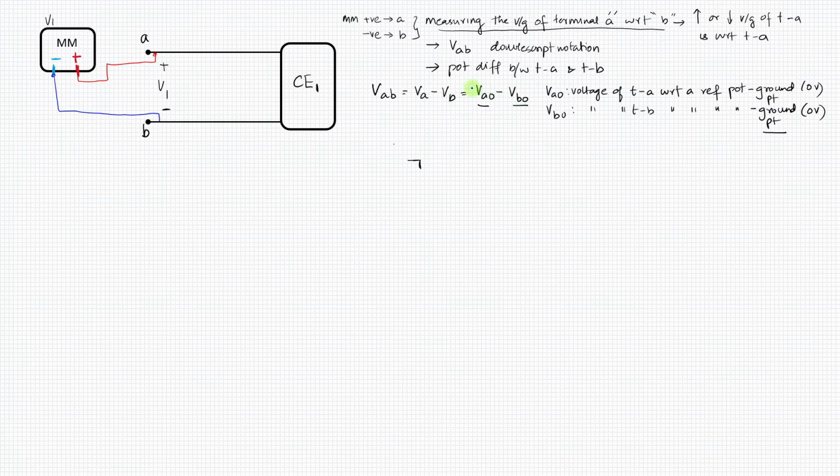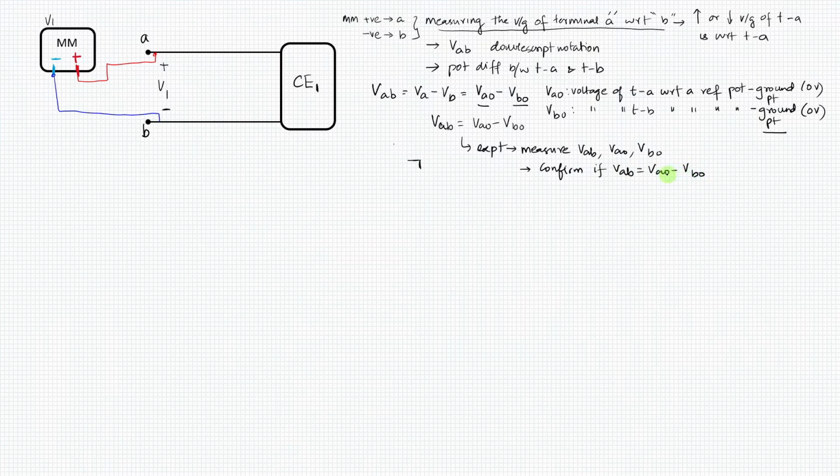Now this expression that I have written here, VAB is equal to VA0 minus VB0, is very important, and therefore I want to do a small experiment to verify this fact. We will be measuring VAB, VA0 and VB0, and we will see if this expression is correct. Then we will confirm if VAB is equal to VA0 minus VB0.